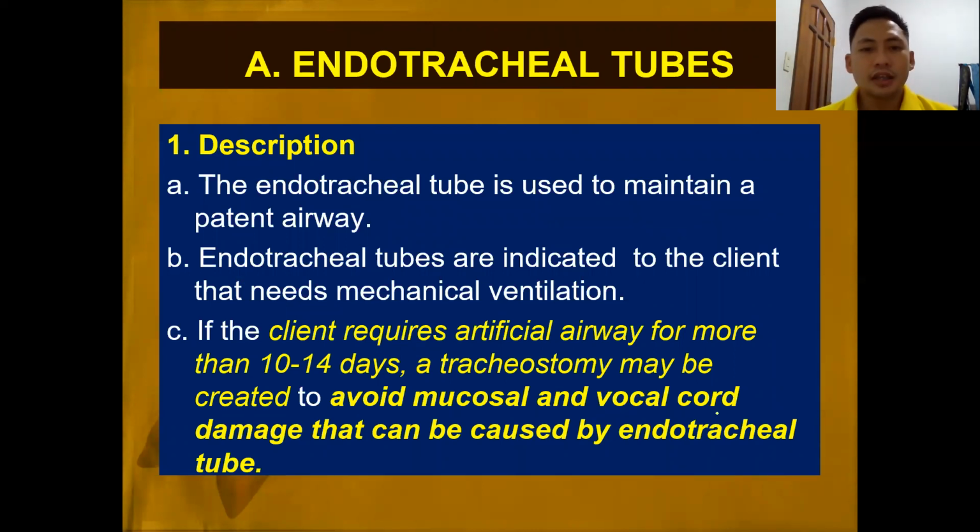Okay? So endotracheal tubes are indicated for the client that needs mechanical ventilation. So if the client's breathing stops, or if the client is already apneic or manifests agonal breathing, then ET tube insertion is necessary. If the client requires an artificial airway for more than 10 to 14 days, a tracheostomy will be created to avoid mucosal and vocal cord damage.